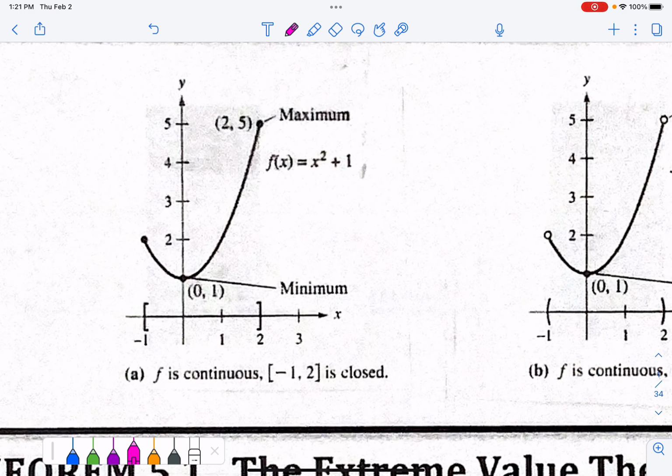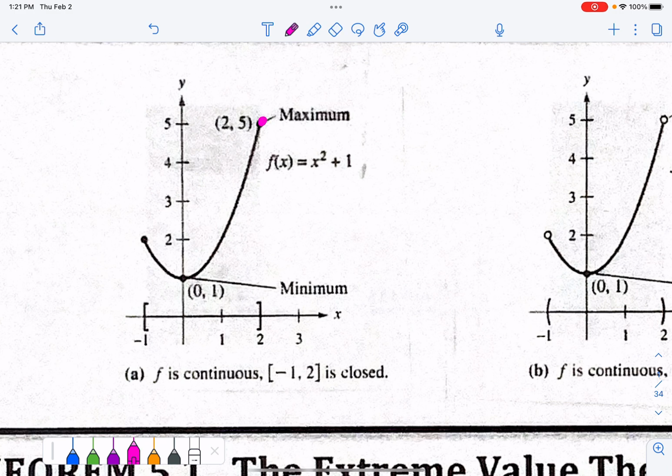These are all closed intervals. How do I know that? Because this is a dot and this is a dot. When you have brackets, that means it is closed off at those points. So that is a closed interval.